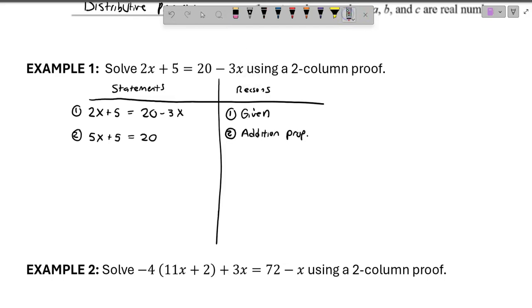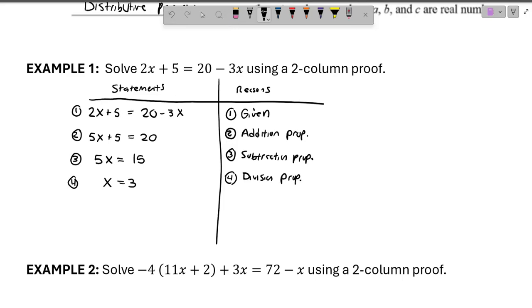For the next one, I'm going to subtract 5 from both sides. So what would that be an example of? That's an example of the subtraction property. So let's write that down. Subtraction property. And then last but not least, we would divide both sides by 5 to create our final answer. And so that is going to give me x equals 3. So step 4 was created by using the division property.